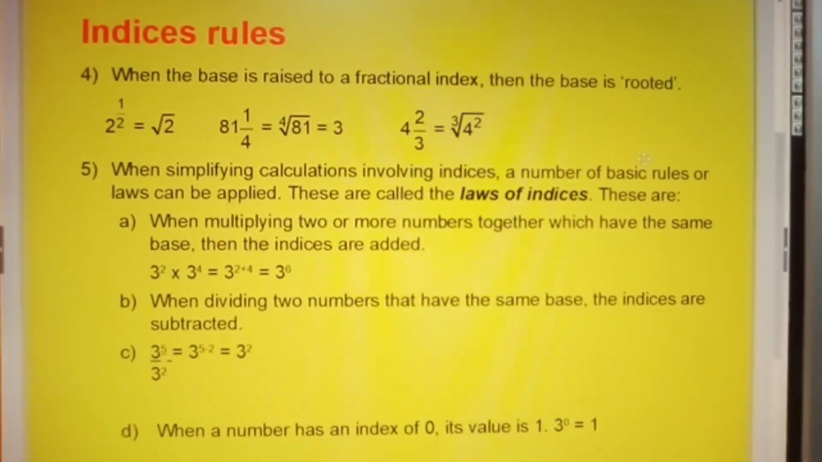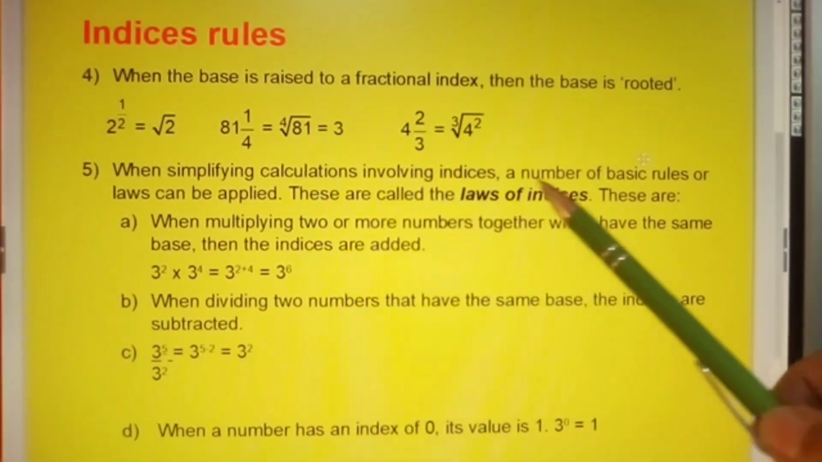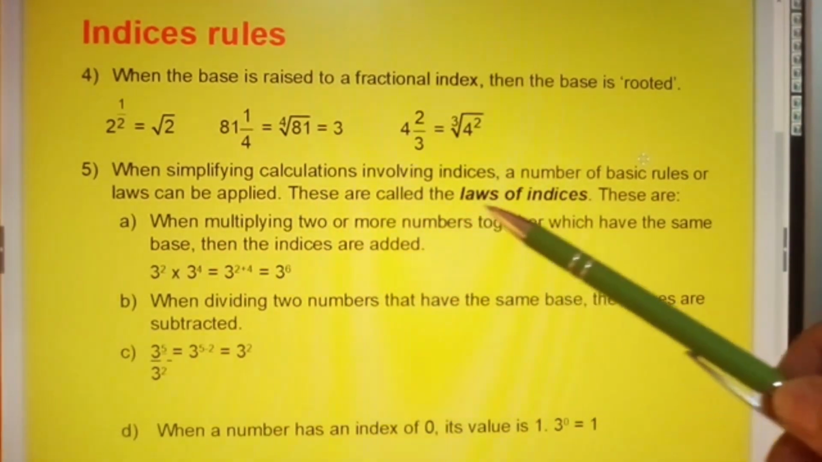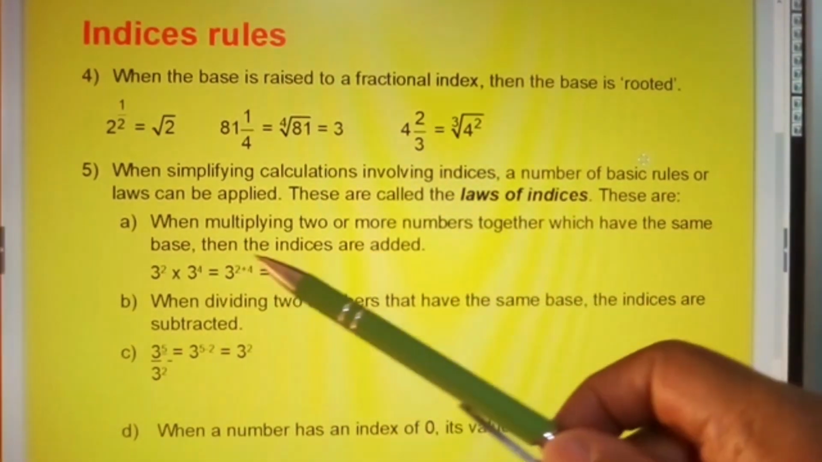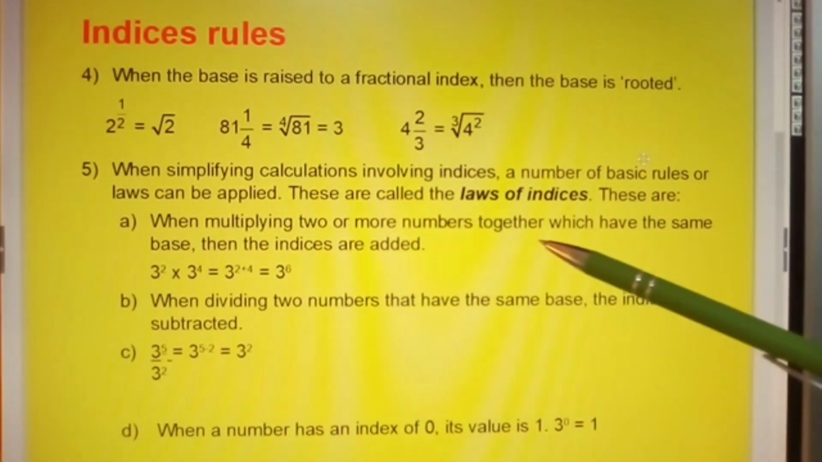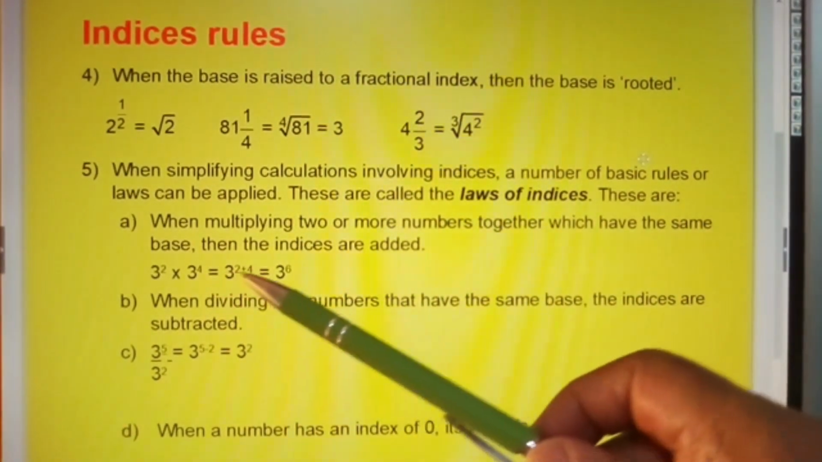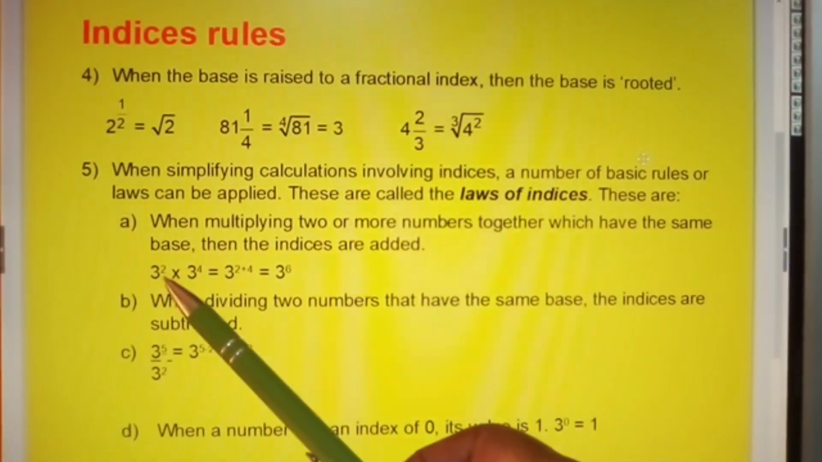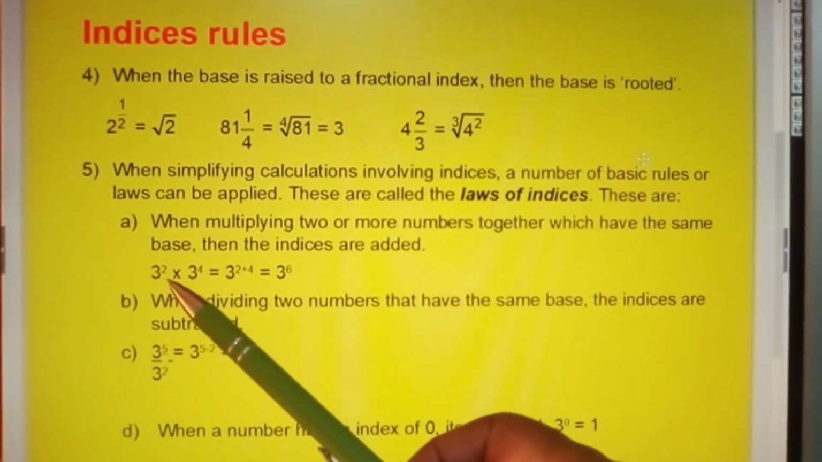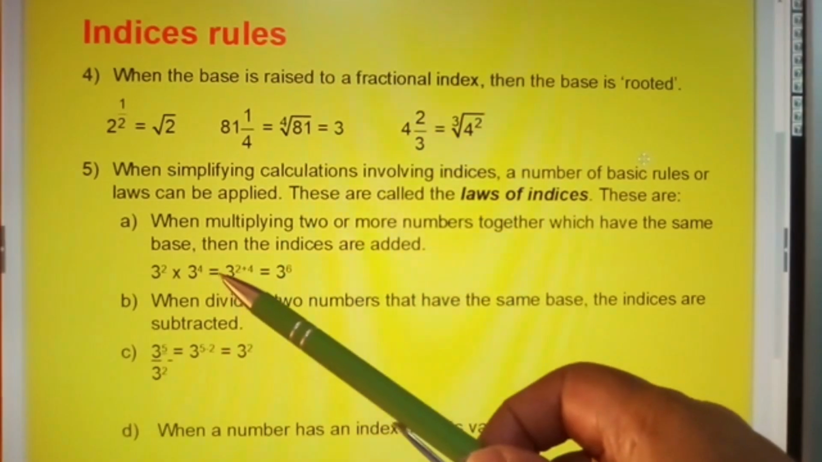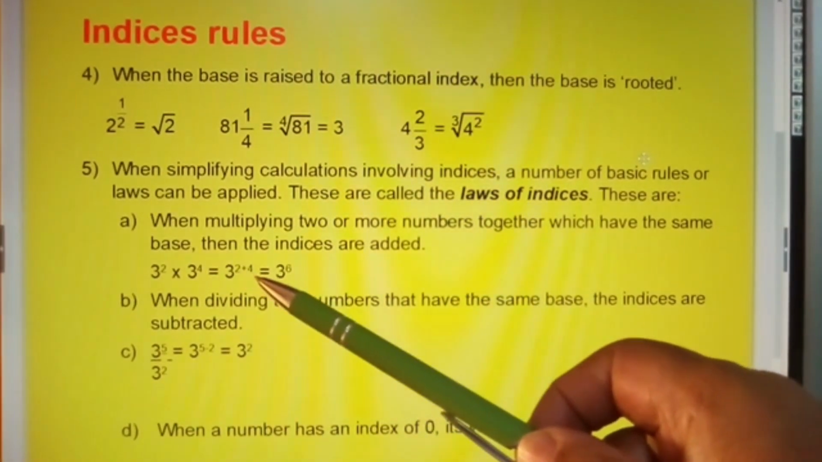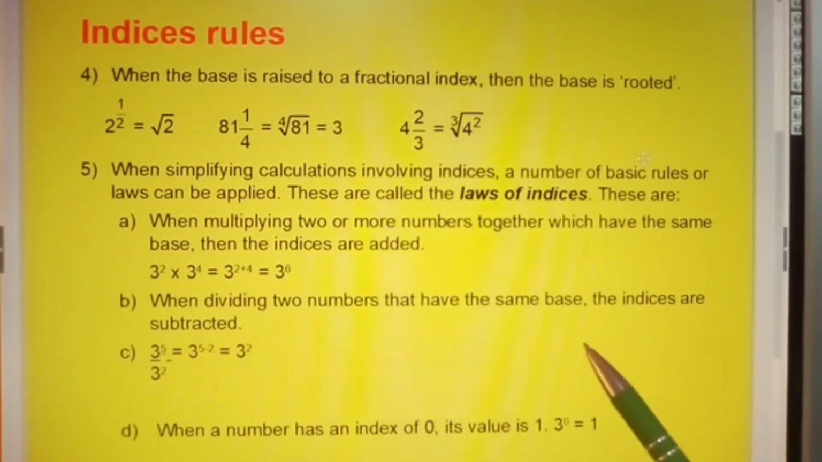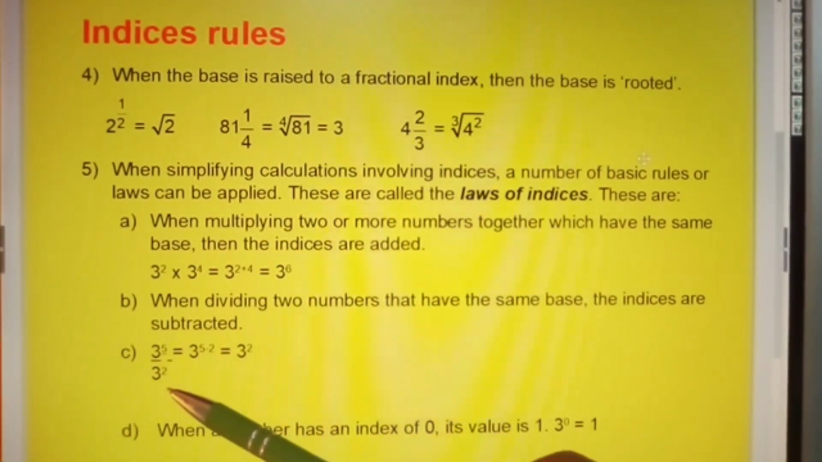When simplifying calculations involving different indices, a number of basic rules or laws can be applied. These are called the laws of indices. These are: when multiplying two or more numbers together which have the same base, then the indices are added. Here you have 3 to the 2 times 3 to the 4 equals 3 to the 2 plus 4 equals 3 to the 6. When dividing two numbers that have the same base, the indices are subtracted.